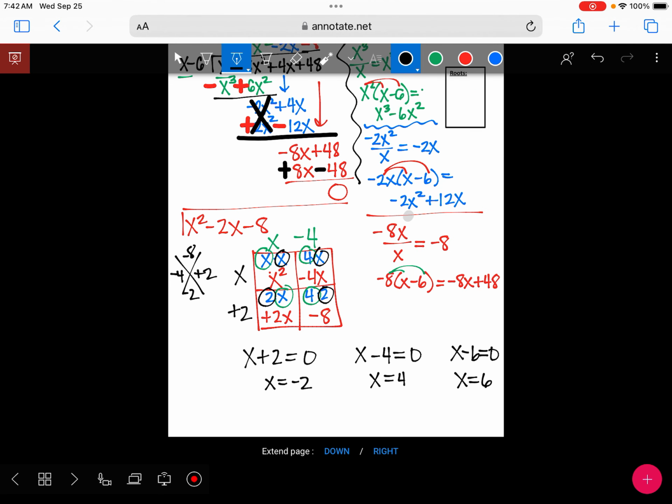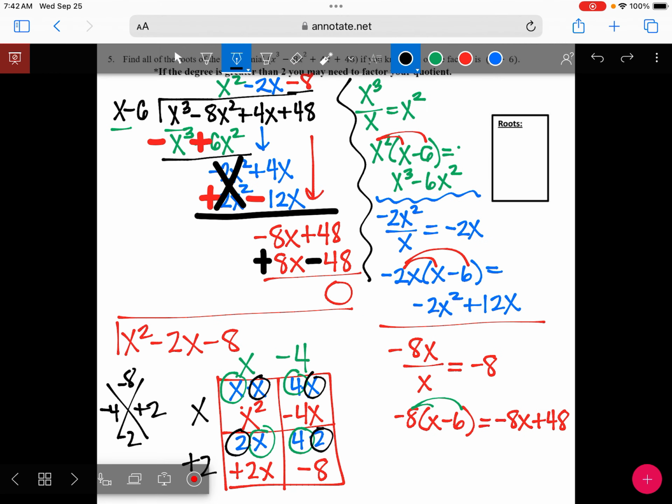I'm going to go ahead and write it in the box, and then I'll zoom back out. Okay, what did I say my numbers were again? +4, -2, and +6.